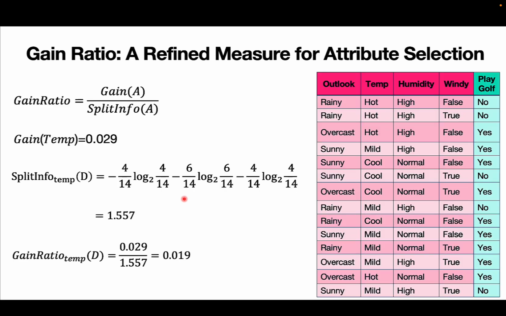Let's see an example. Here is the formula for computing the gain ratio, information gain over split info. We already computed the gain for the temperature in a previous step. Now we compute the split info for temperature. We have hot, mild, and cool. We plug in the values and we get the value of 1.557. Then we compute the gain ratio for temperature, and for sure we have to do it for the other attributes and compare and choose the one with the best gain ratio.